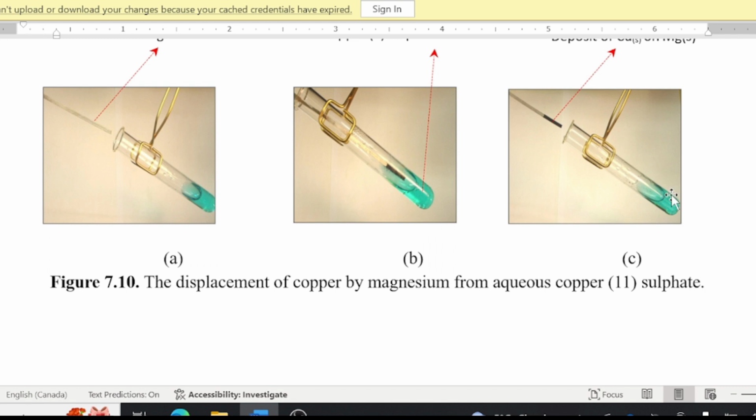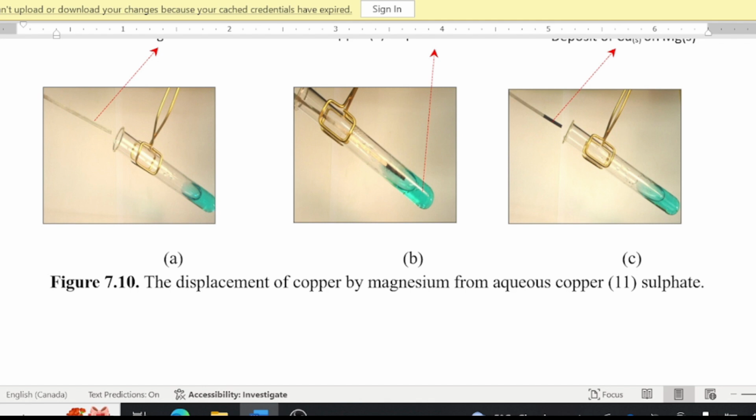If you left this inside overnight, of course, you'll get what you had yesterday. The solution is going to go colorless, and the copper that was deposited on top will fall to the bottom. In this case, we just want to see whether or not the strip is more reactive than the copper. So we put it inside for a few seconds, and we take it out. So this is what we'll do.